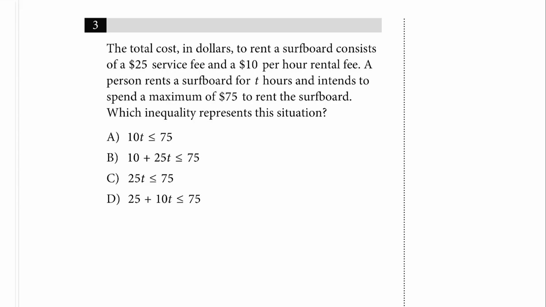The total cost in dollars to rent a surfboard consists of a $25 service fee and a $10 per hour rental fee. A person rents a surfboard for t hours and intends to spend a maximum of $75 to rent the surfboard. Which inequality represents this situation? Since we have $10 per hour, that's going to be a multiplied factor. And the only one that has a multiplied factor plus an additional service fee is going to be option D here.